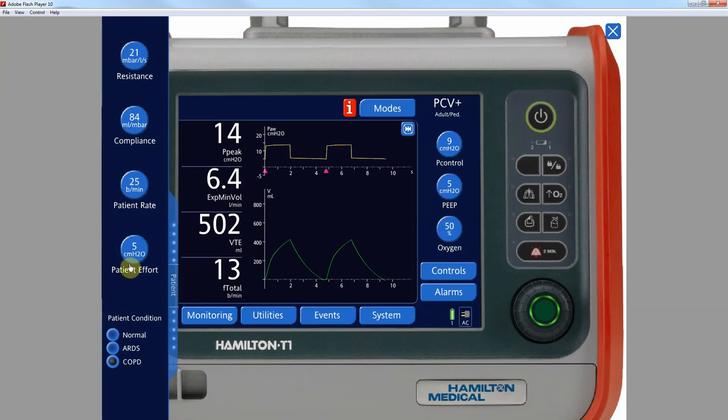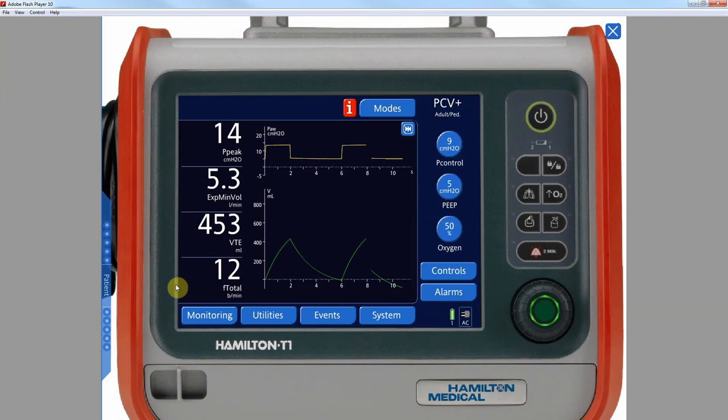Let's make the patient effort nothing. Let's do that. And let's change the rate back down because they're taking a lot of spontaneous breaths. So in an entirely passive patient, that's what we want to see. All right, so the patient is entirely passive right now.